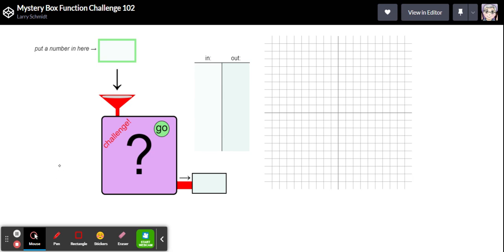If you'd like to give it a try, pause the video, click the link in the description, figure out what's in this box by putting numbers in at the top and seeing how they're changed as they come out the bottom. When you think you've got a guess, come on back and see if we get the same thing.